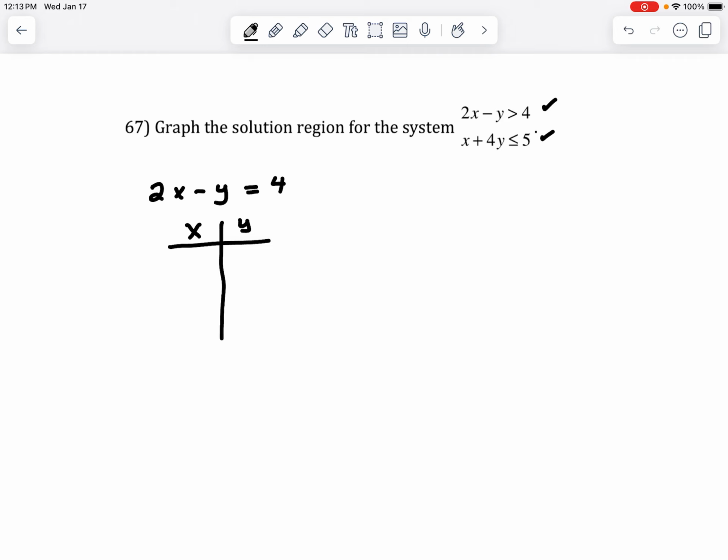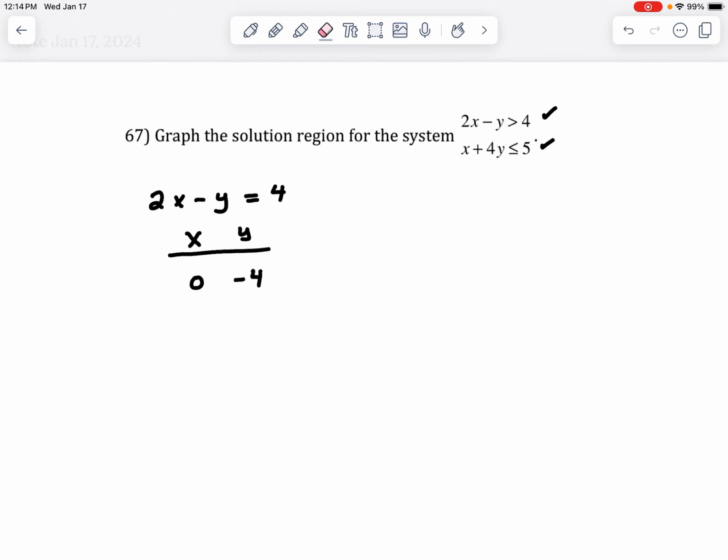So if I pick a number for x, like x equals 0, then this part would be 0, and negative y equals 4. You could transfer the negative to the other side, so y equals negative 4. So there's 1 point. And then we need another point. So I could let y equal 0. That would make this disappear, and we get 2x equals 4. If you divide by 2, x is equal to 2.